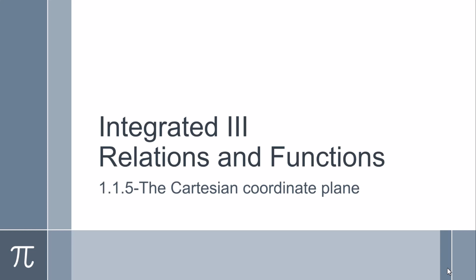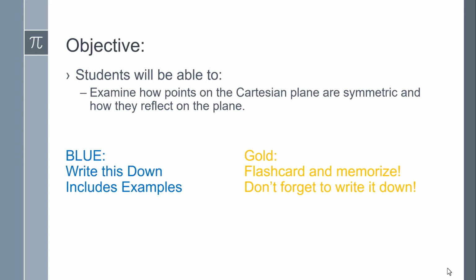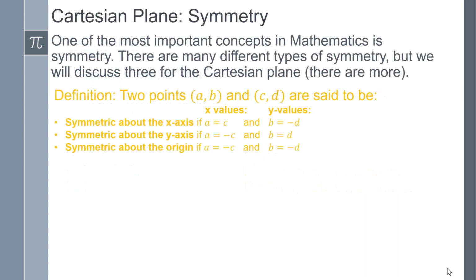This is section 115. We're still in the Cartesian coordinate plane, and we're going to examine how points on the Cartesian plane are symmetric and how they can reflect over the plane. One of the most important concepts in math is symmetry. There are many different types of symmetry, but we're going to discuss 3 for the Cartesian plane. There are more, and as we unravel what's going on in this class, we're going to go over those other types of symmetry, but for now we're just going to focus on 3.